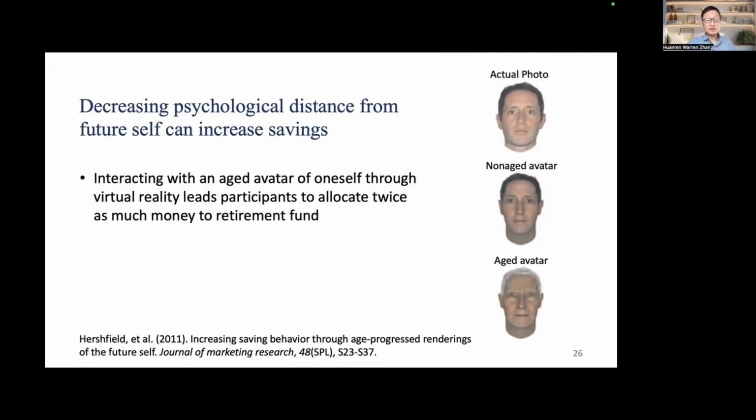Based on and motivated by this research, the so-called Face Retirement program is created and used by Bank of America and Merrill Lynch to motivate people to save more.